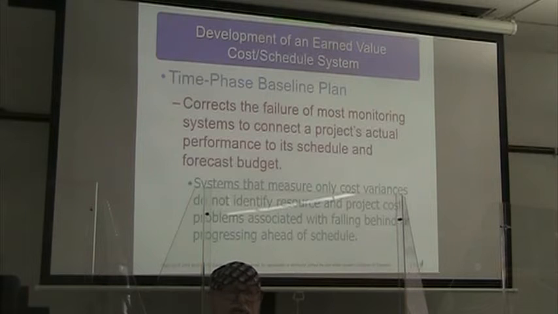All right, so these are systems that measure only cost variances. They do not identify the resource and project cost problems associated with falling behind or progressing ahead of schedule.